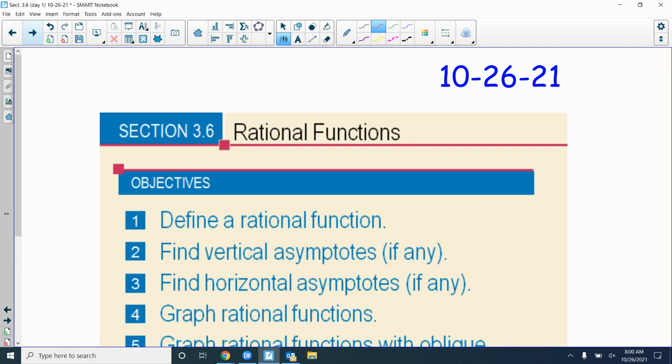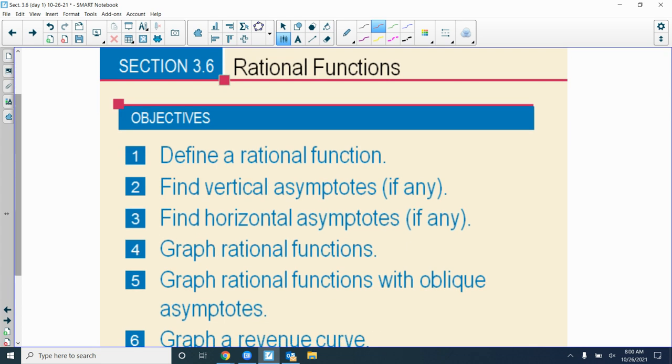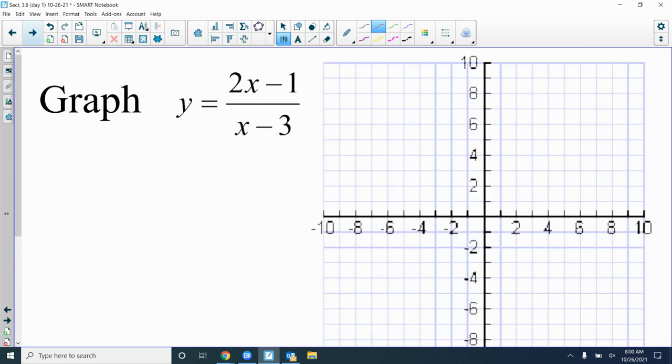So a rational function is going to be a fraction. We're going to talk about vertical asymptotes and horizontal asymptotes. Vertical, you're really comfortable with because you've had them a lot. Horizontal, not anywhere near as comfortable with. All right, this is not on your guided notes. Actually, we're going to skip this one. We're going to get to it later.